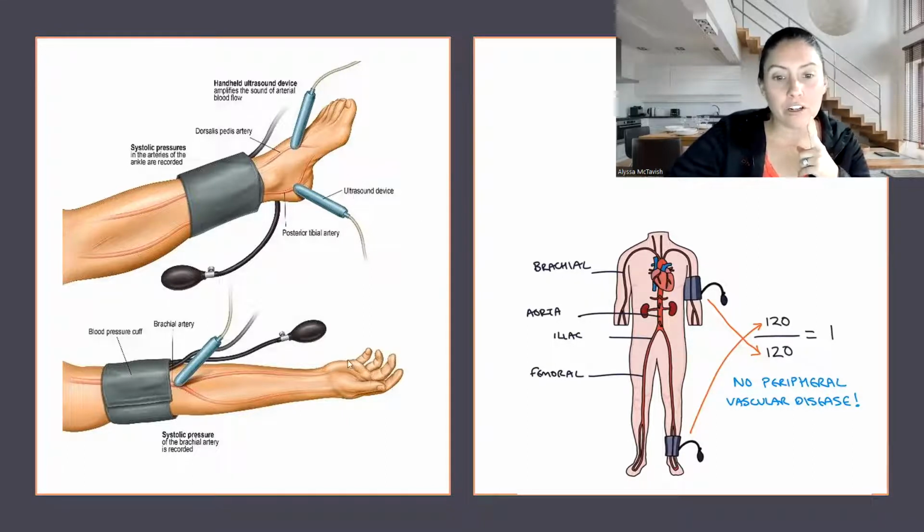Now, when we have our numbers, so we have a chart, we have them all written down, all of our numbers. Now, what we do, we take our brachial, we put it on the bottom. We take the highest number from our foot and put it on top, and we divide it, okay? It should be around 1. That's normal. That's where we want to see it, it should be almost equal to 1.